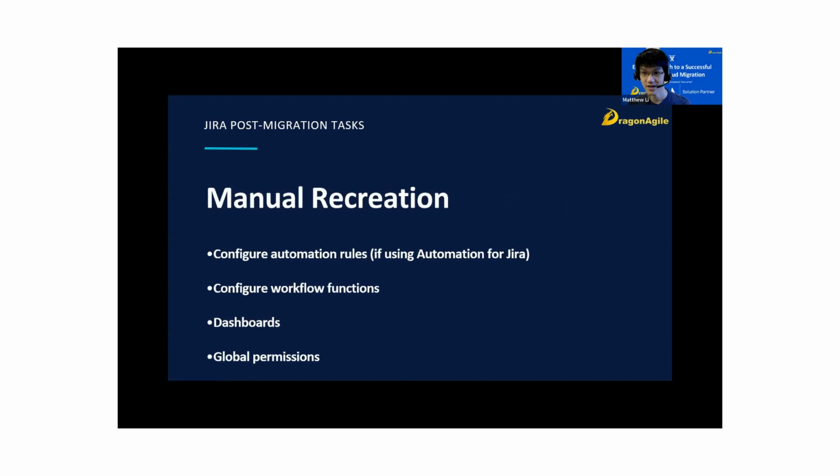So manual recreation. Regular automation rules are migrated with the migration assistant, but automation rules created using the Automation for Jira app are not included in the migration. You can export these automation rules from your server site and import them into your cloud site. Workflow functions will need to be manually recreated, such as post functions, triggers, conditions, and so on. Dashboards will need to be manually recreated as well.